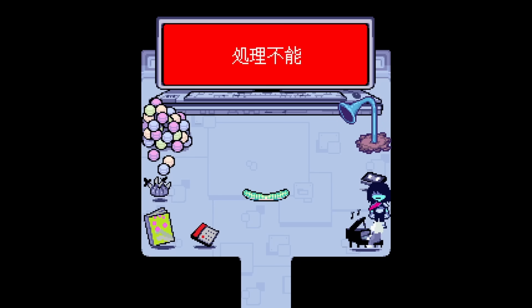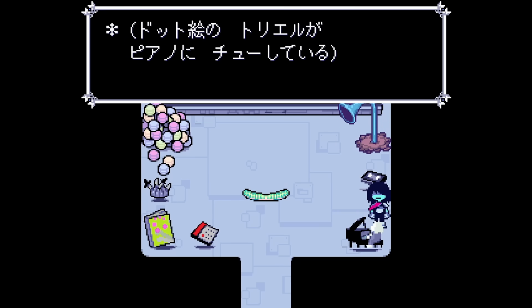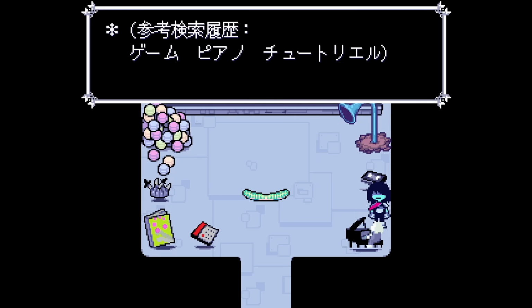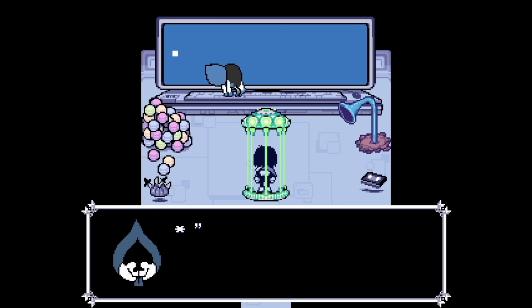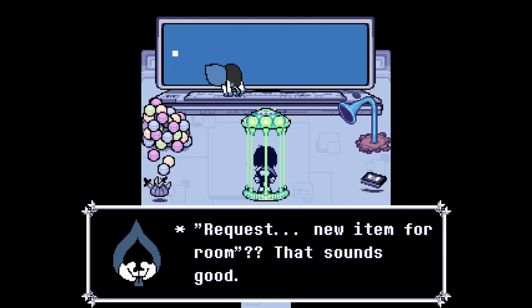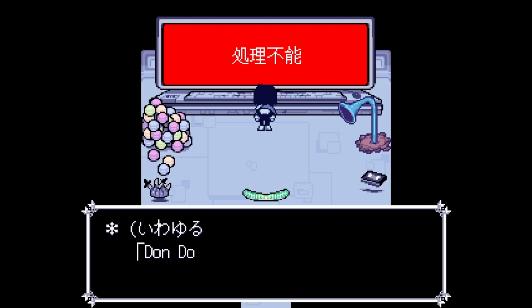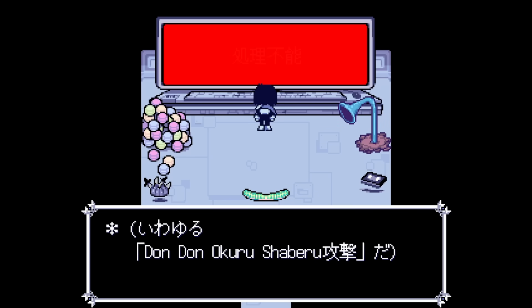The tutorial bit is changed to tutorial kissing the piano, because in Japanese, tutorial is tutoriaru, and tu can mean kiss, so it's a pun on piano tutoriaru. Lancer frees this by overloading the computer with a massive order of shovels, which the game refers to as a dozens and dozens of shovels attack, with the joke being that this is a reference to a DDoS attack. This was localized to a dondon okuru shaberu attack, or continuously sending shovels attack.